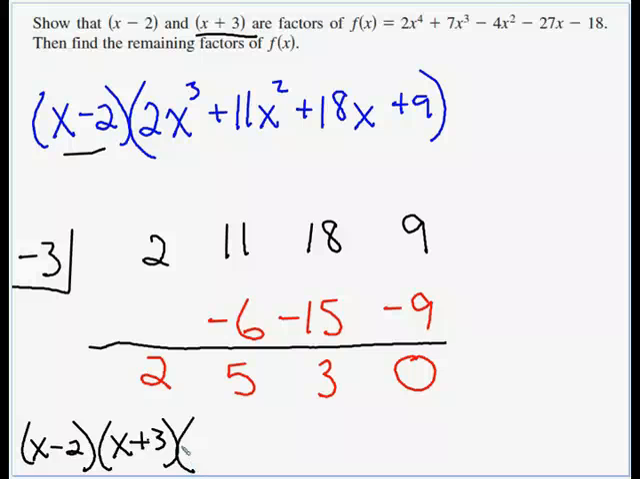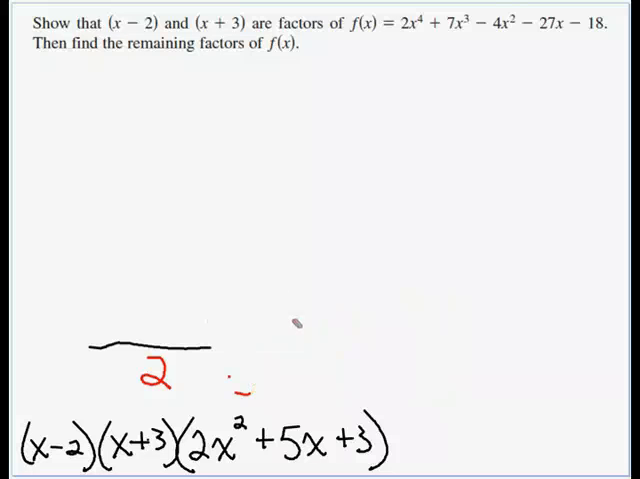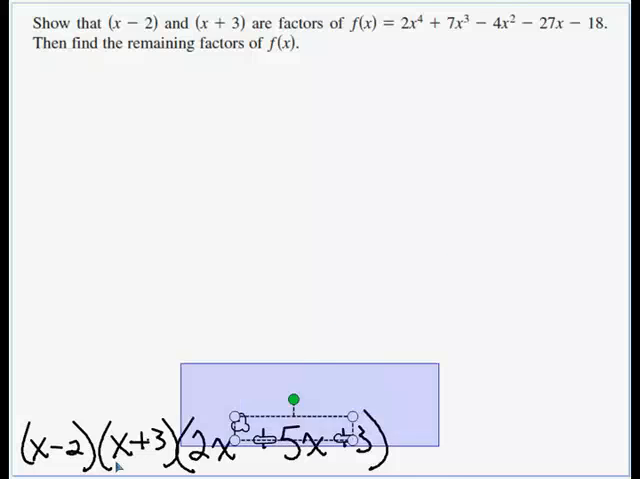Plus, and now we're left with this. We started out with a cube divided by an x, so this will start out with x squared, 2x squared, plus 5x, plus 3. 0 remainder. Okay, so we used the clues they gave us. x minus 2 and x plus 3 were factors. We divided them out. Again, it doesn't matter what order we did them in. We would still get to this same point.